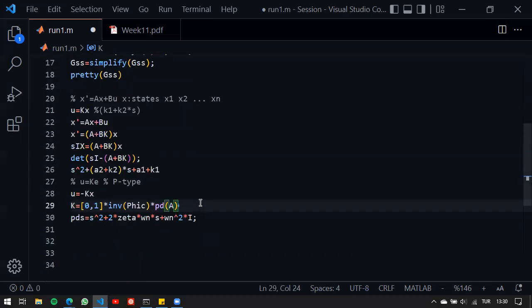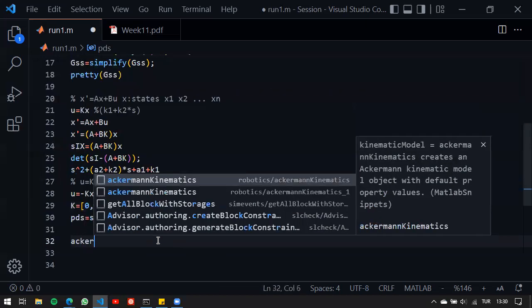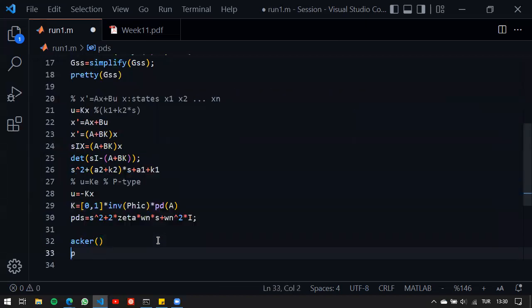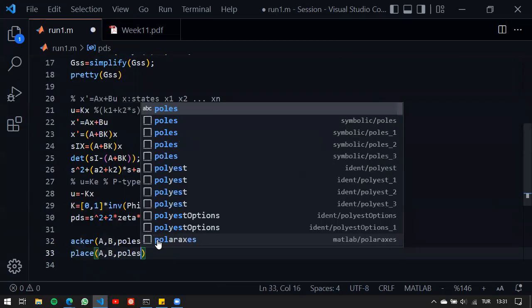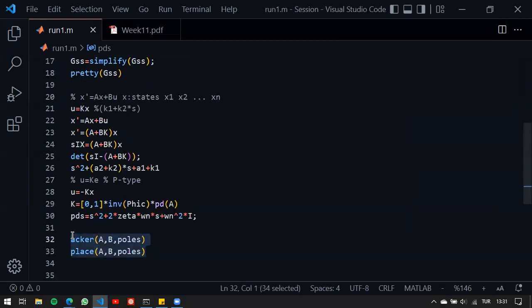The only problem here could be the fact that you have to take the inverse of phi c. And if it's, for example, a 3 by 3 matrix, it will be a bit harder. As the size increases, this will become more difficult to do by hand. Other than that, if you have a computer, it's pretty easy. There's also a command for that called acker or place, where you just give A, B, and then the poles. As far as I remember, this is also A, B, and poles. So you can use these in order to directly obtain the result, but I'd highly recommend you use this method in order to design a certain controller.